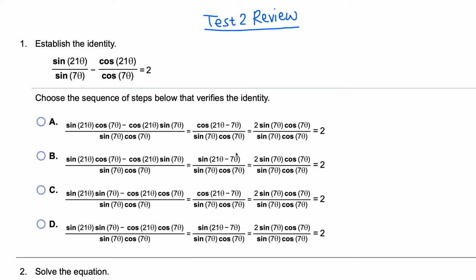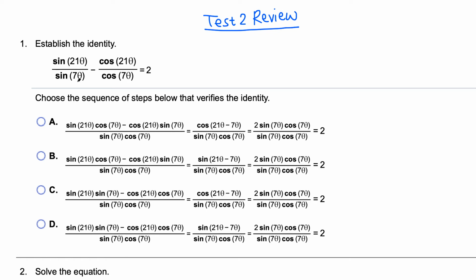Test to review. So in number 1 we have to establish the identity: one fraction minus another fraction, and we need to combine these two fractions and get 2. So these are 4 choices. Let's see, when we combine two fractions, the first thing we need to make is a common denominator.